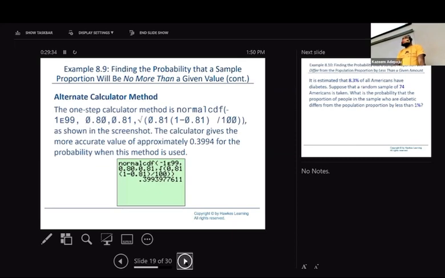And I provided an option for you if you actually want to use a scientific calculator. Now look at where I'm starting from. The case is a less than, it's to the left. I'm going to start with negative infinity to 0.80. I'm going to specify the population proportion and the standard error. And of course, the calculator will automatically compute that. Whichever method you want to use, you're still going to get the same result.